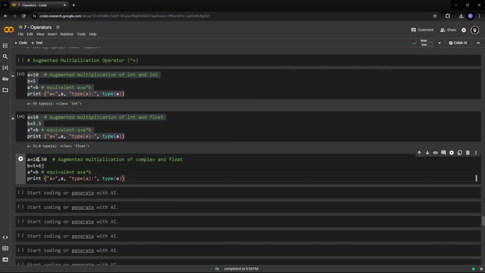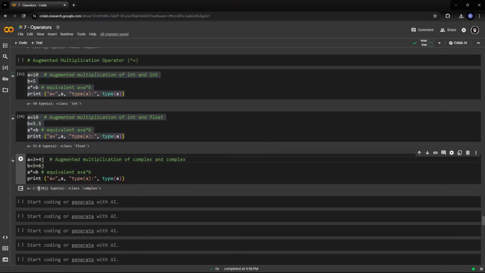This time let's change it a bit. Let's make both of them complex. So I'll make it 3 plus 4j. Now the augmented multiplication we are doing is complex to complex. Let's do the multiplication and see what happens. We can see there is a complex multiplication that has happened as well.